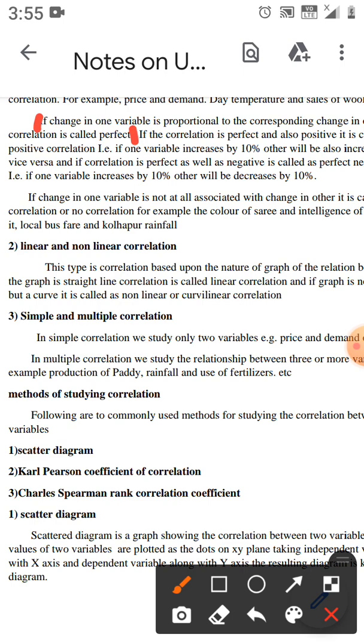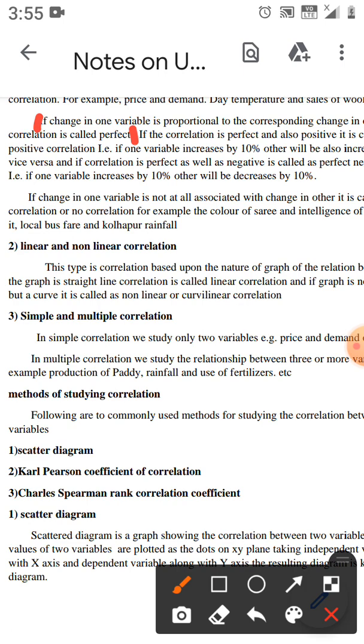Therefore we can say that there is perfect positive correlation. And if one variable increases by 10%, then the other must decrease by 10%, then there is perfect negative correlation, because there is negative correlation but both variables change proportionately. Therefore we can say that there is perfect negative correlation.